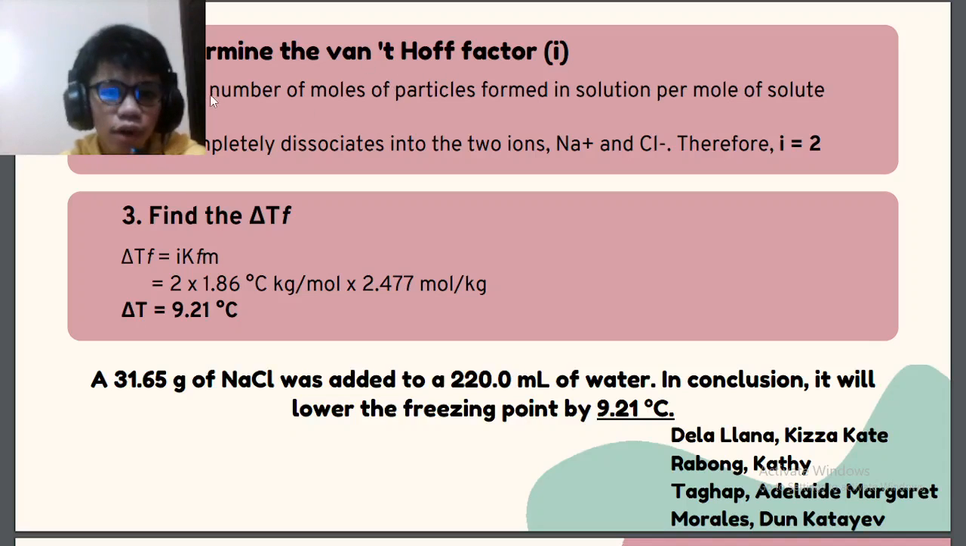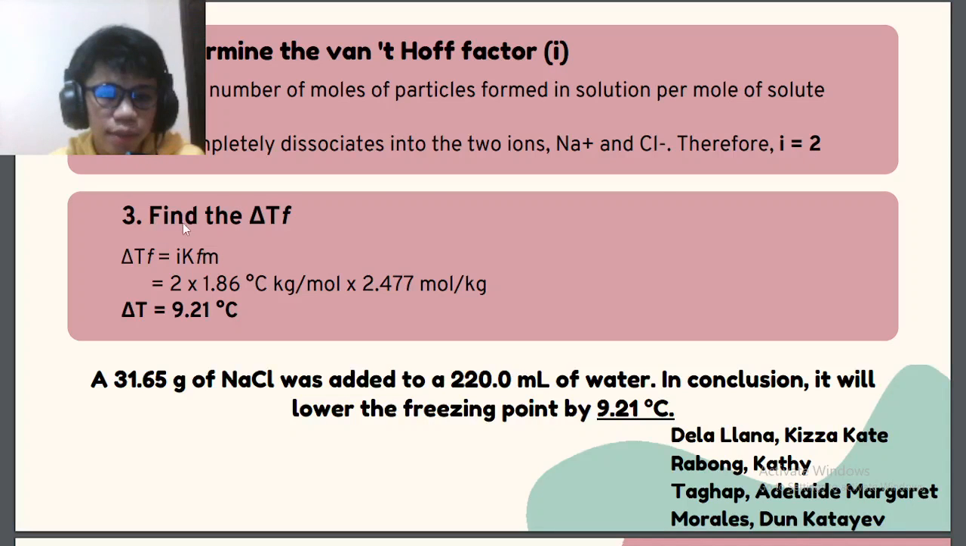Number 2 is to determine the Van't Hoff factor, which is i. So the Van't Hoff factor is the number of moles of particles formed in solution per mole of solute. Now sodium chloride completely dissociates into the two ions, namely sodium and chloride, Na+ and Cl-. Therefore, i, or the Van't Hoff factor, is equal to 2.